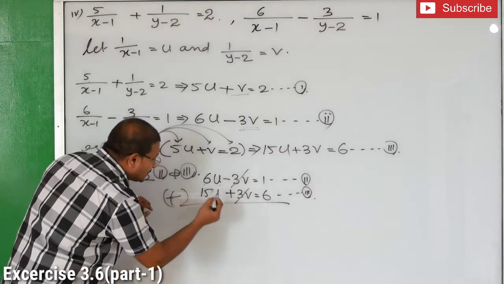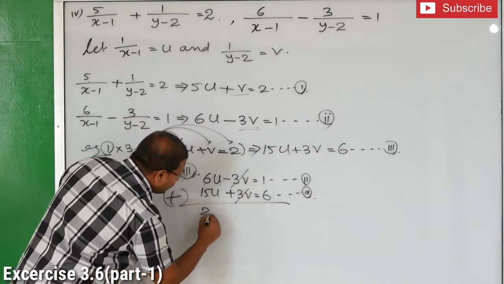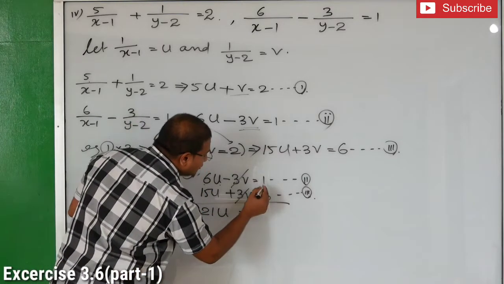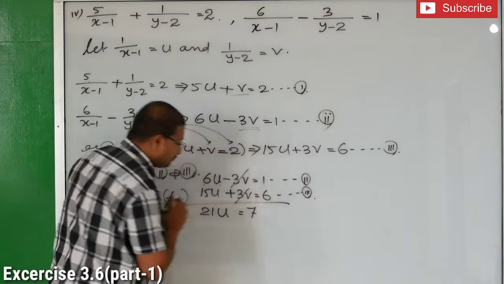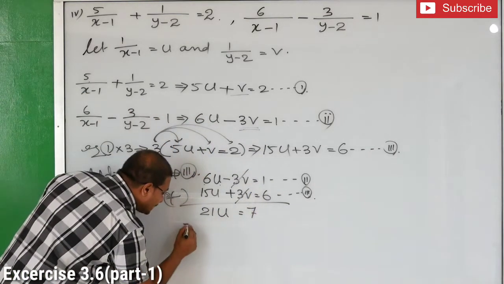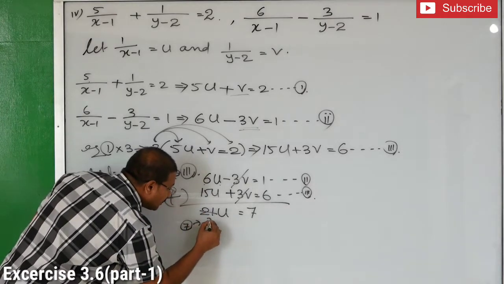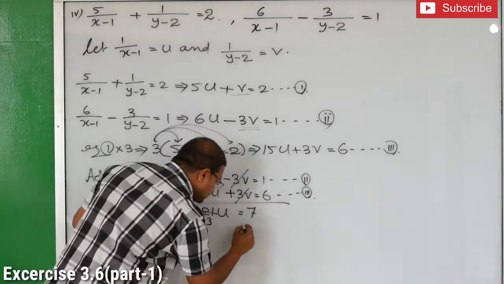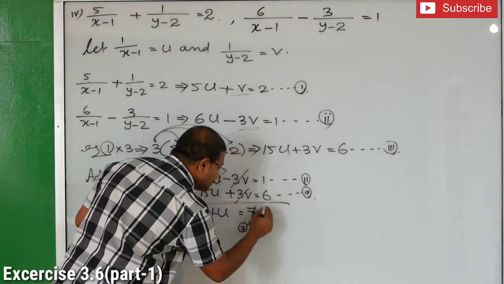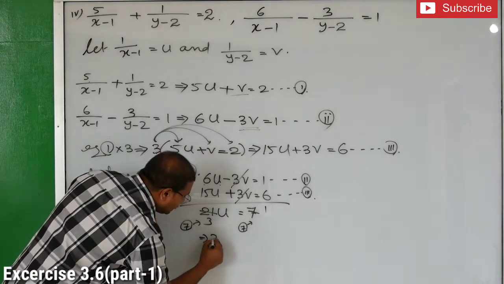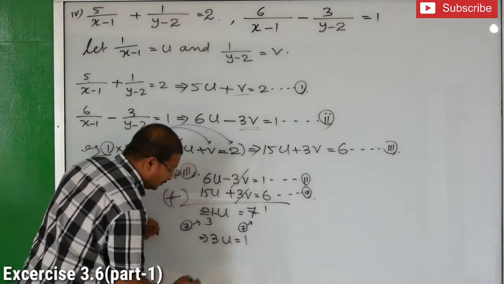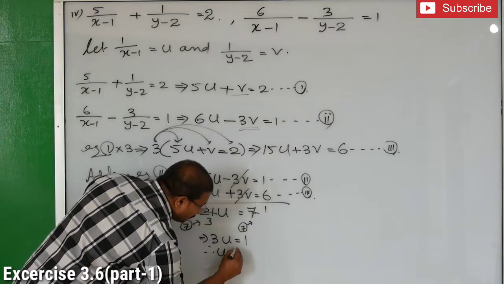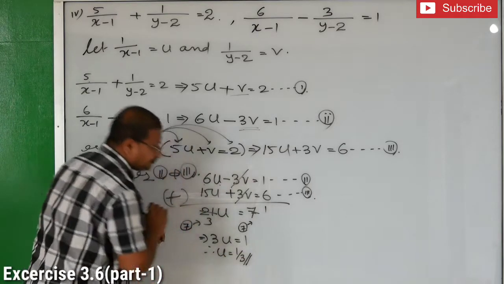Now 6u plus 15u, that means 21u equals 6 plus 1, that is 7. Both sides we can cancel by 7. 7 3s are 21. 7 1s are 7. That means what you will get? That means we will get 3u equals 1. Therefore, u equals 1 by 3.